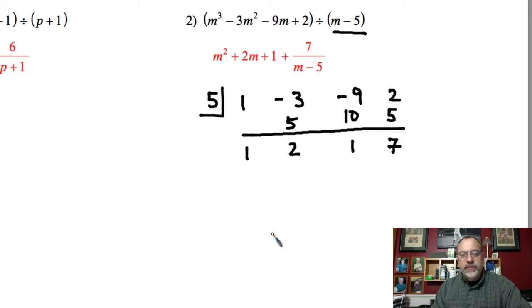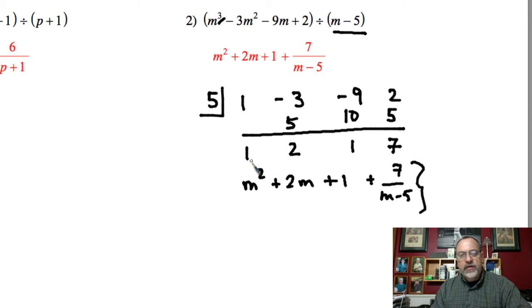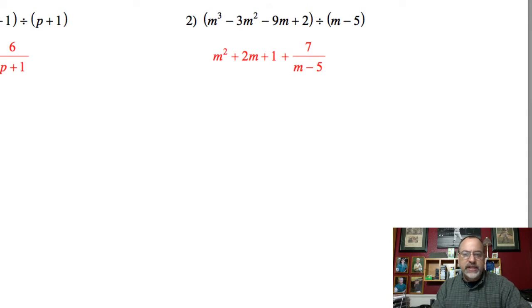So now I simply put the variables back in. Because this was a cube to begin with, I'm going to begin with a squared. So this is 1m squared, and then a +2m, +1, with a remainder of +7 over m minus 5, and there you have the answer again synthetically, which is quite a bit quicker than using long division. All right, let's do a few more of these easy ones, and then we'll take a look at those more difficult ones and see if we can't tackle those using synthetic division.